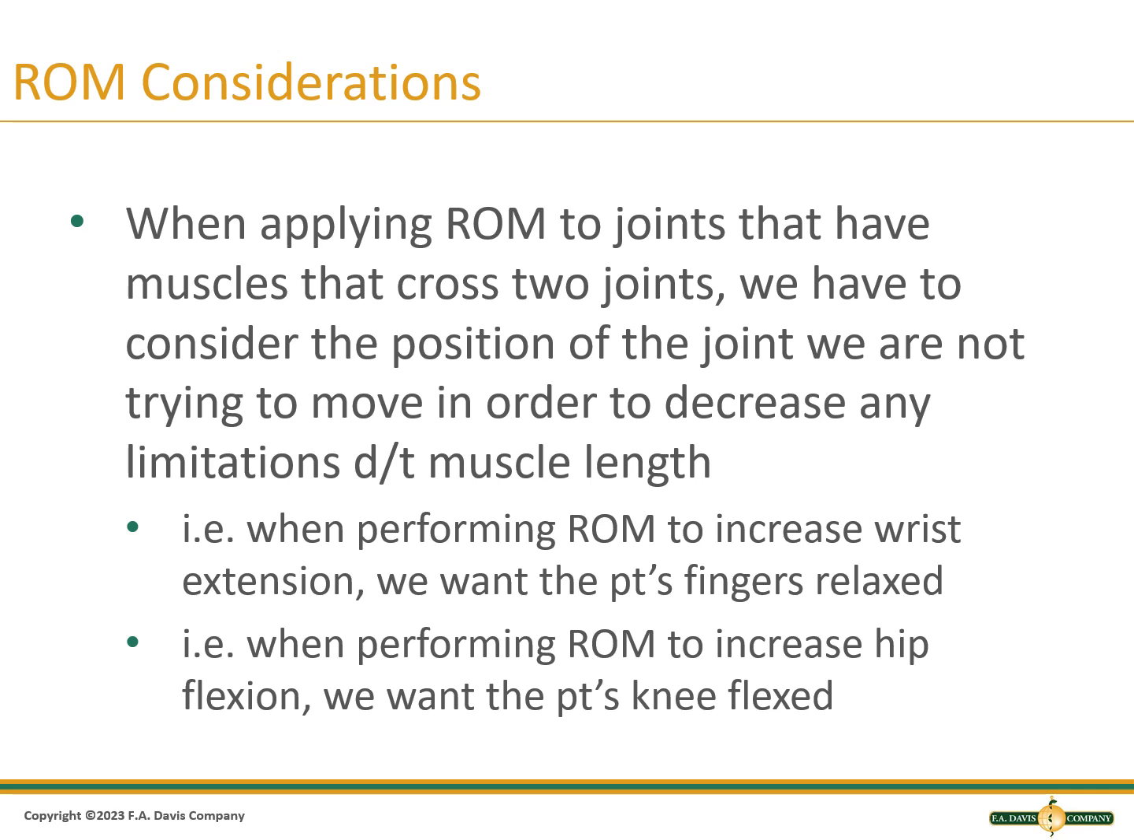Examples of this that we can think of: if we're performing range of motion to increase wrist extension, we want to make sure that the patient has their fingers relaxed so that tension from the finger flexors doesn't restrict our wrist extension range of motion. Or if we look at the lower extremities, when we're performing range of motion to increase hip flexion, we want to make sure that the patient's knee is flexed so that we don't have tension from the hamstrings restricting hip range of motion.